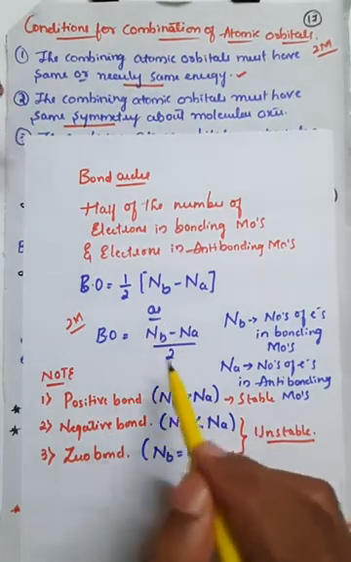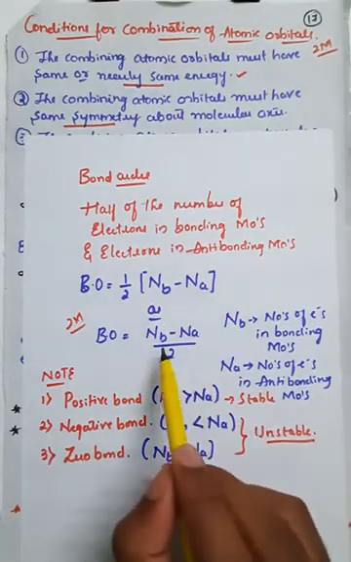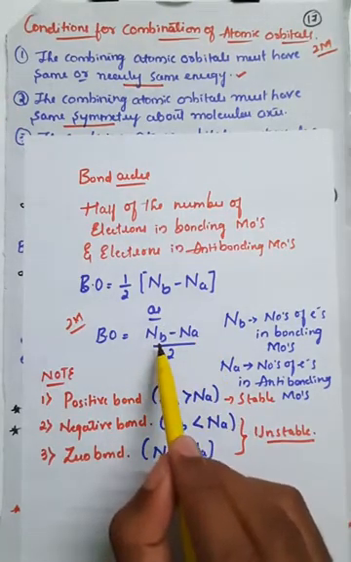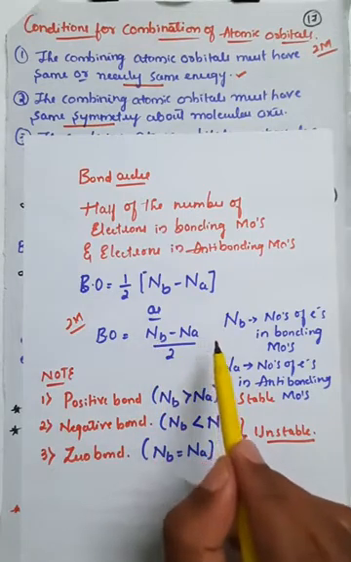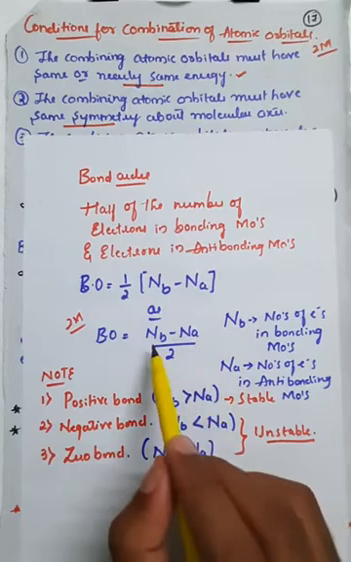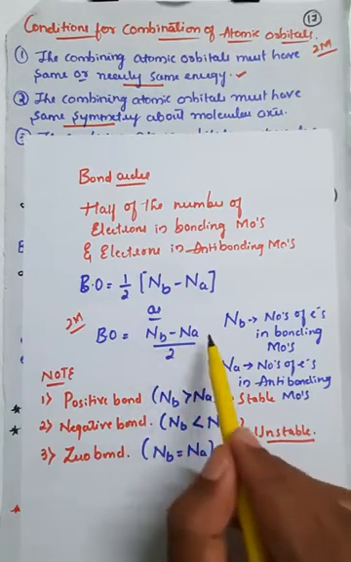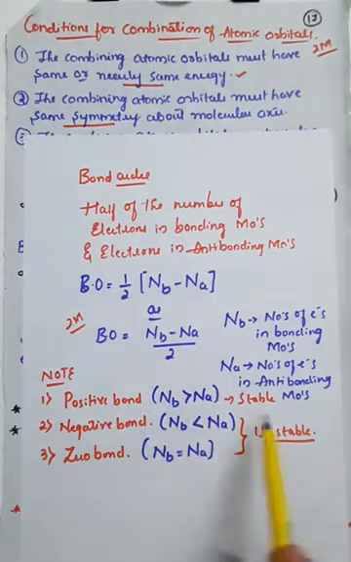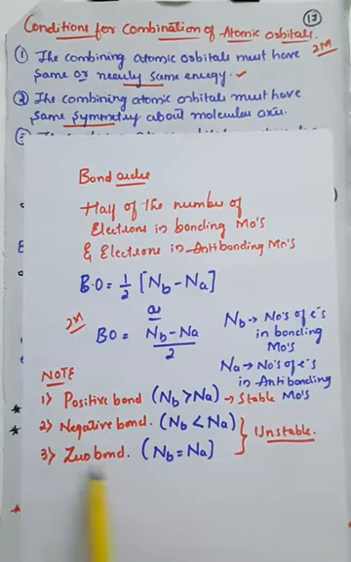Because whenever you apply this formula, it is Nb minus Na. Whenever Nb is a higher value, you will get a positive value. If Nb is the smaller value than Na, you will get a negative value. But whenever Na and Nb are same, you will get a zero value. So therefore, positive bond is stable, negative bond is unstable, and zero bond is also unstable.